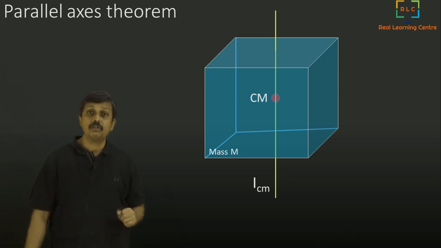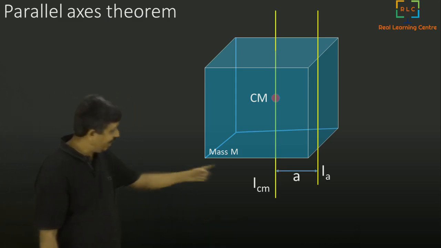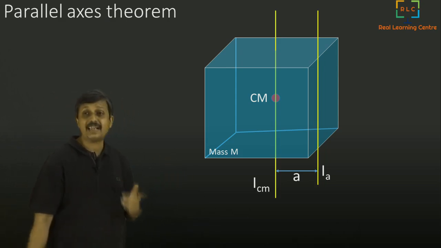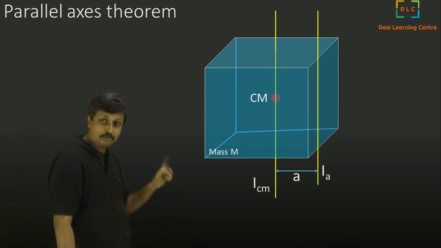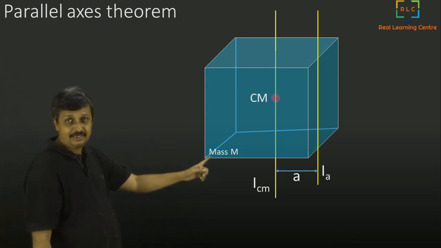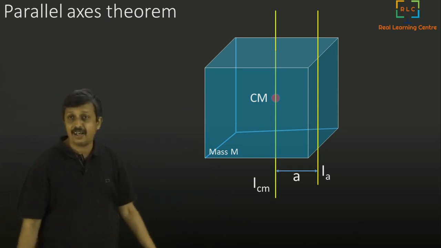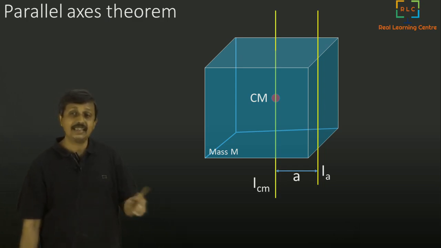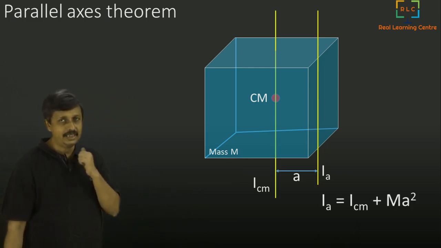Now in such a scenario, suppose I want to calculate the moment of inertia about some other line. I have written another line which is a distance a from this axis. What is important is that these two axes have to be parallel. So if you know the moment of inertia passing through the CM, which is parallel to your desired axis, then you can calculate the moment of inertia about the desired axis. The desired axis here is IA. So how do you calculate? There is a formula for that. That is the parallel axis theorem.